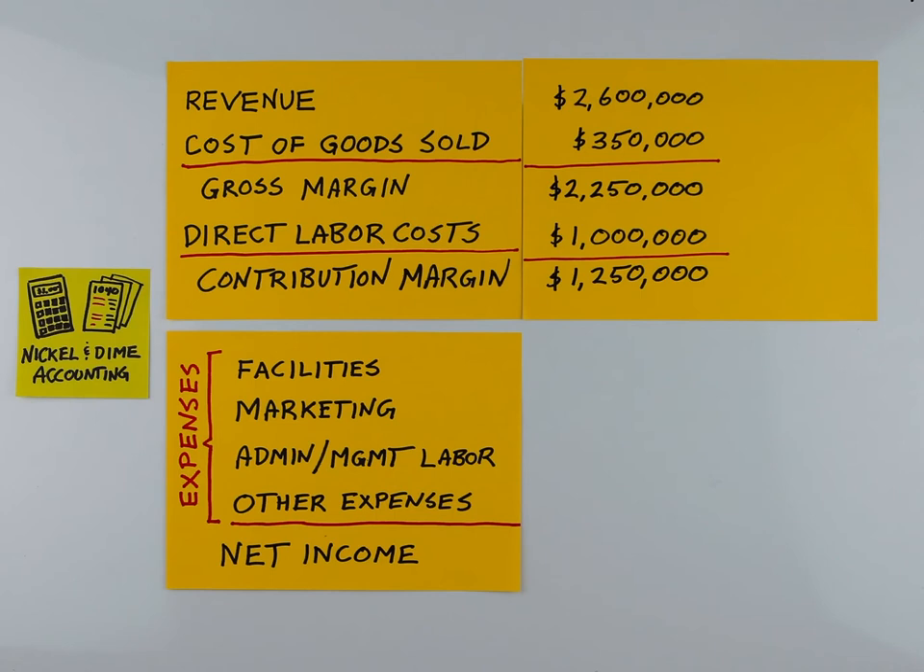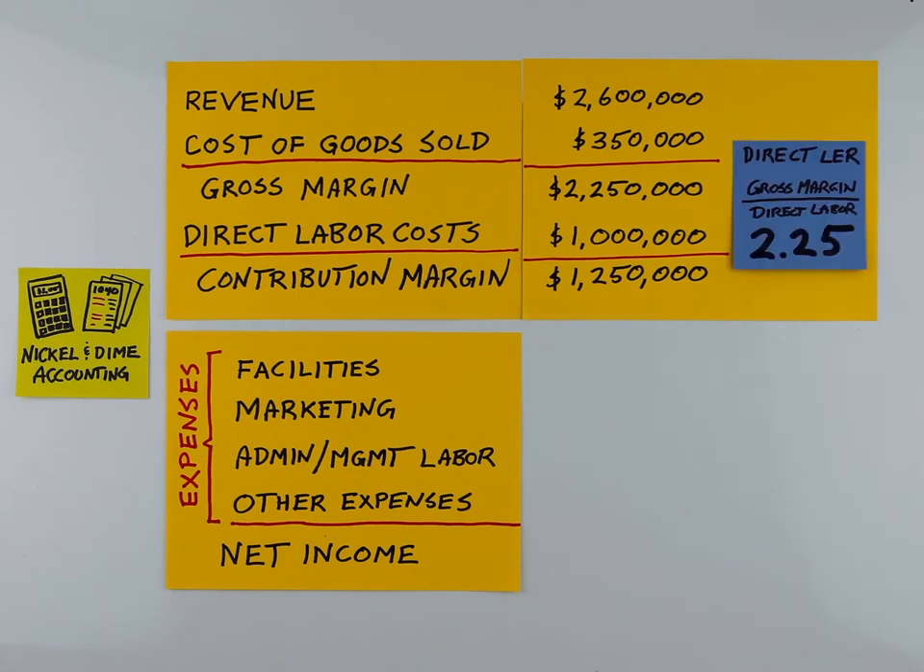They're doing 2.6 million. Cost of goods sold is 350,000. They actually outsource their bookkeeping, so they don't have to worry about bookkeepers. And that leaves a gross margin of 2.25 million. They have direct labor cost of 1 million, which is going to make it easy to calculate the direct LER. 2.25 million divided by 1, and we're left with 2.25.